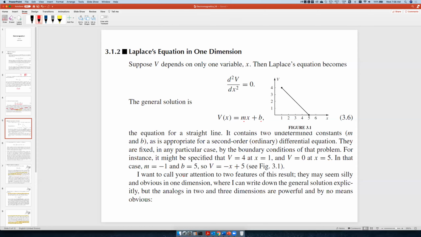So here, we need to pay attention to two features of this result. They may seem silly and obvious in one-dimensional cases, and we can write down the general solution explicitly, but analogs in 2 and 3 dimensions are powerful and by no means obvious. So now let's see the two features of the solution of the one-dimensional Laplace equation.